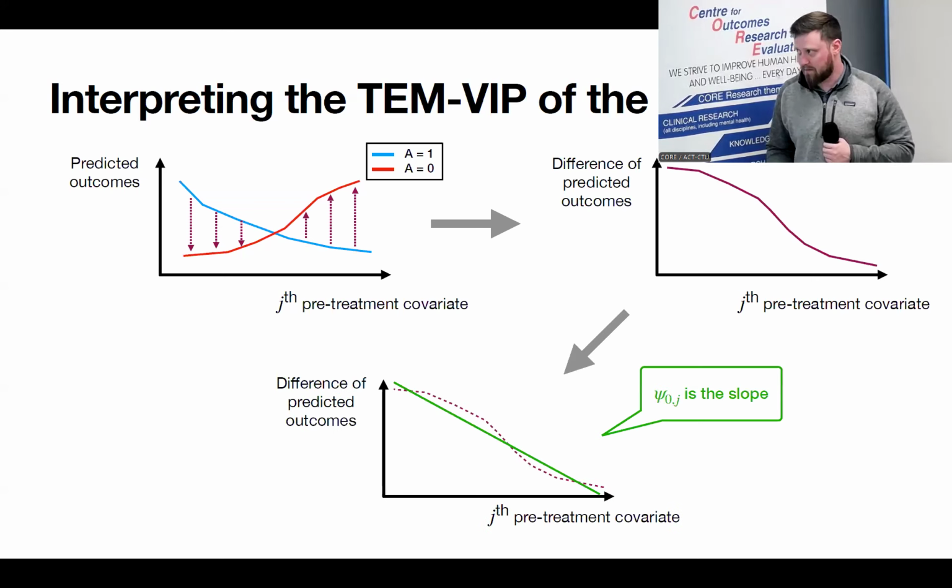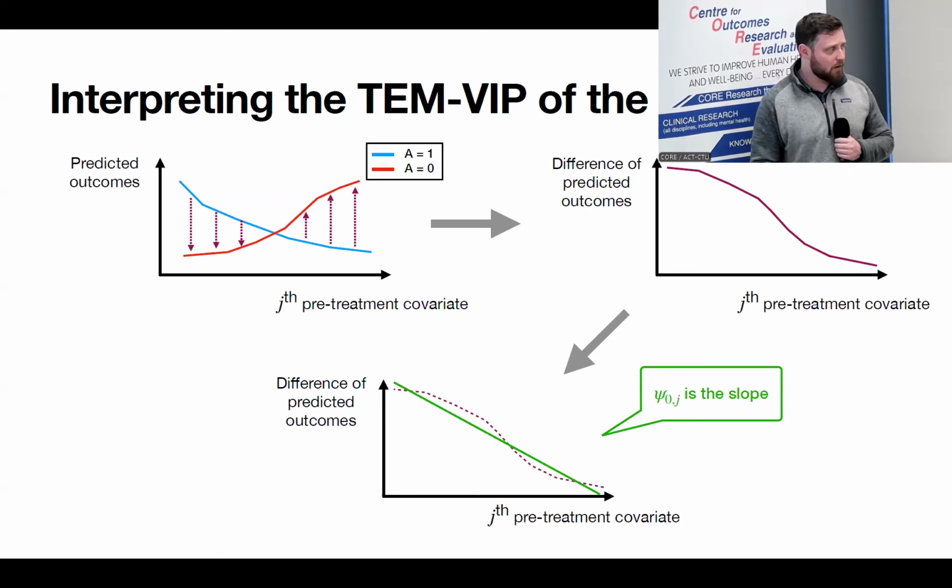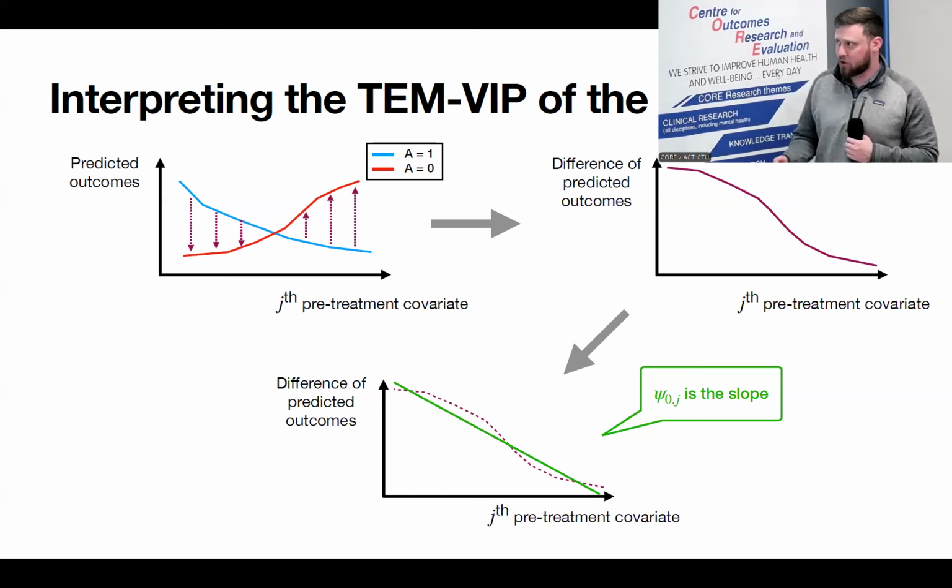Now, it turns out that mathematically, we're not actually able to estimate this complex function well in a non-parametric statistical model without making a lot of assumptions. What we can do, however, is try to approximate this complex line using, for example, the best linear approximation in green over here. And in general, this linear approximation will capture the trend in that line. And so our psi naught j, the TEM-VIP that I showed you before, is nothing more than the slope of this green line.